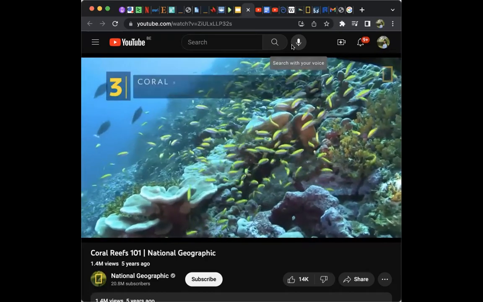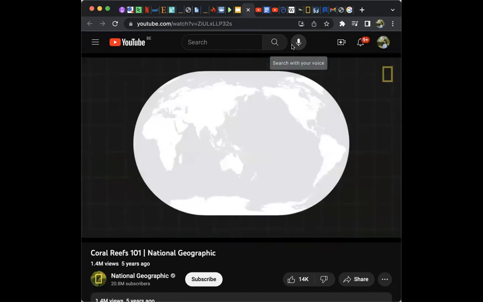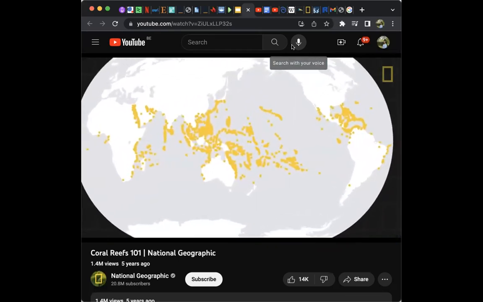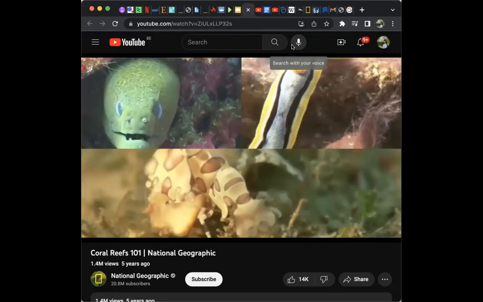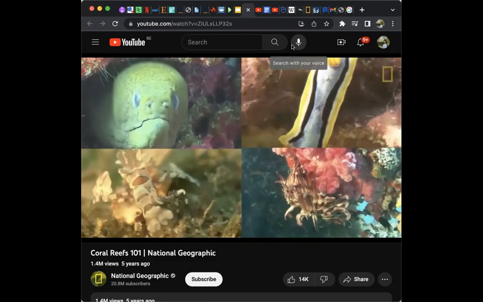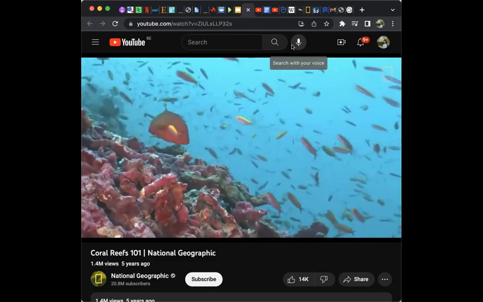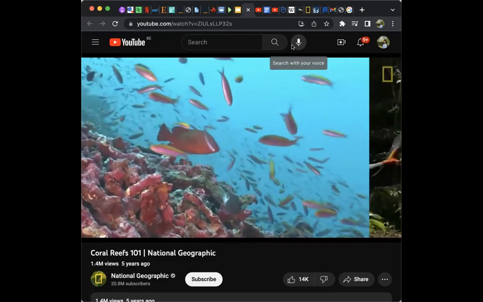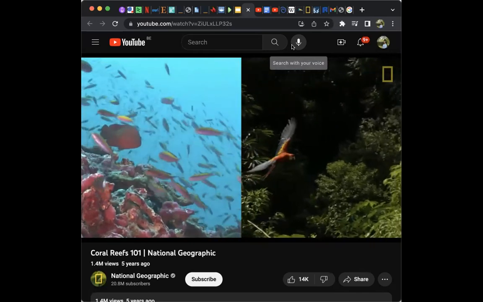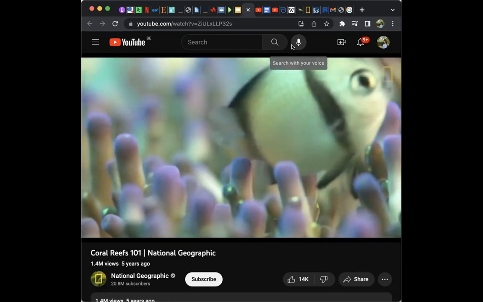Coral reefs are some of the most diverse ecosystems on Earth, though they cover less than 1% of the ocean floor. Coral reefs are home to 25% of all marine creatures. It's been estimated that up to 2 million species inhabit coral reefs, rivaling the biodiversity of the rainforest. The reefs provide rich habitat that helps protect young fish as they grow.